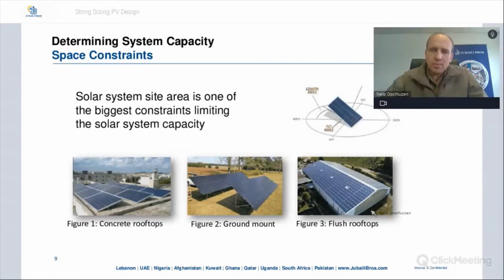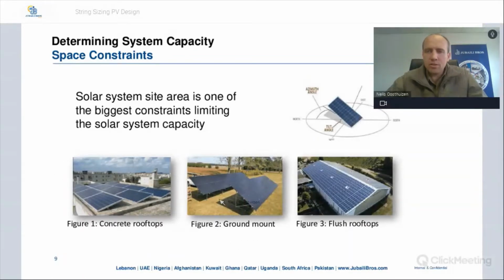So below you typically have three places where you can do installations. Figure one would be concrete rooftops, the second one would be ground mount, and the third one would be flush rooftops. For each one you would look at the physical space on top of the roof that's available. If it's, for instance, a flat concrete roof, you always need to double check that your spacing in between rows is of such a distance that one row doesn't cause shading on the second one. So that's definitely a space constraint.